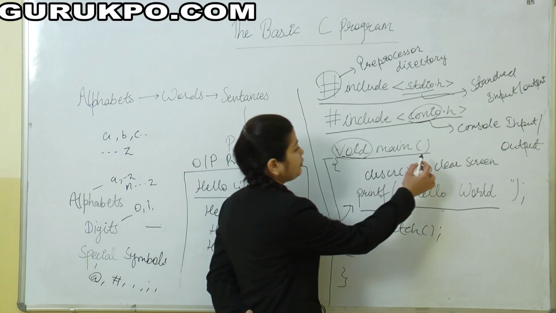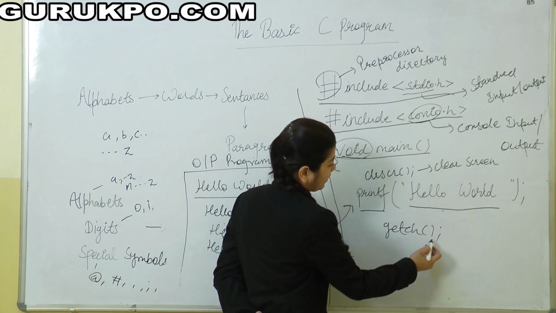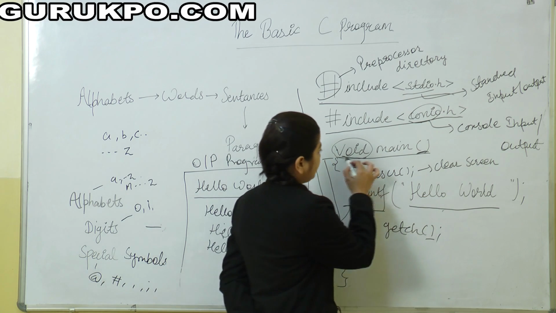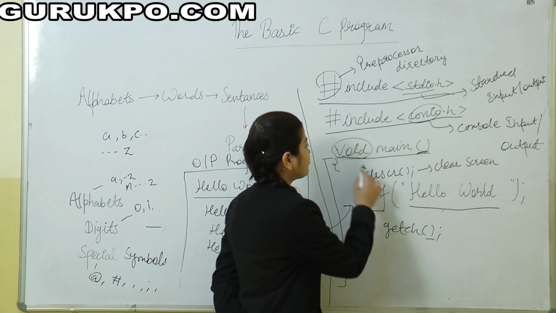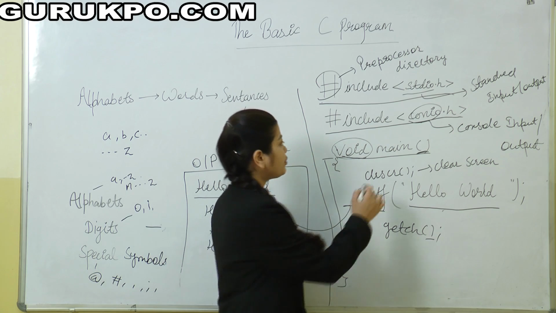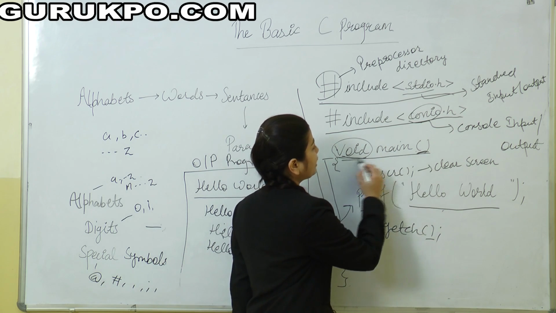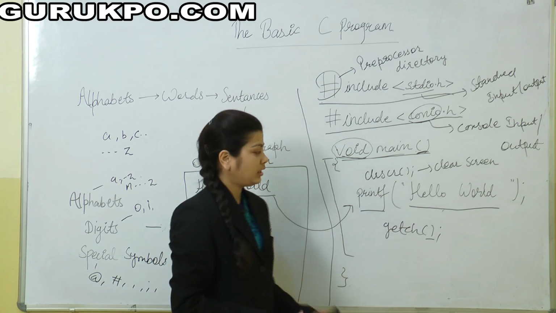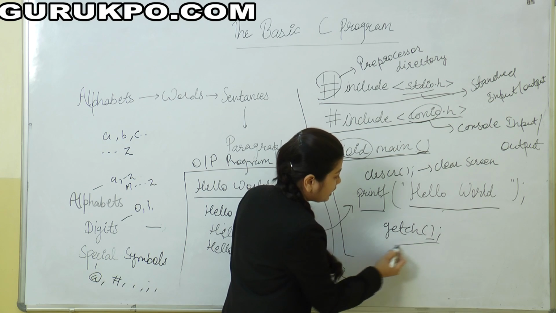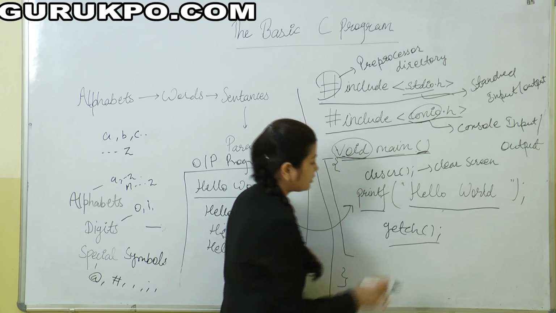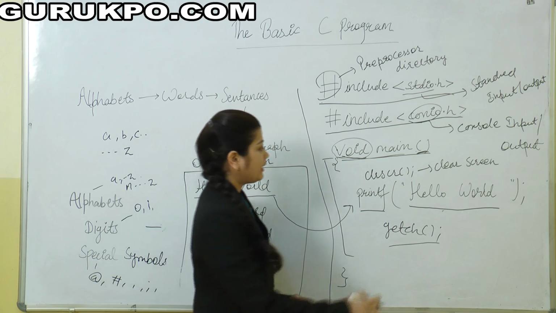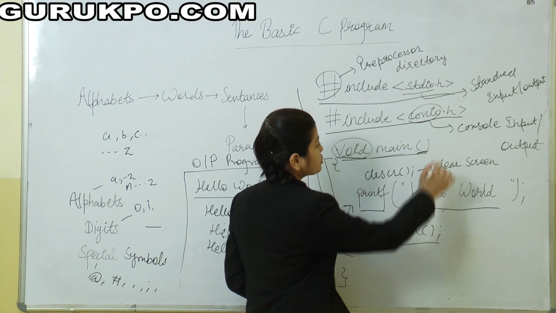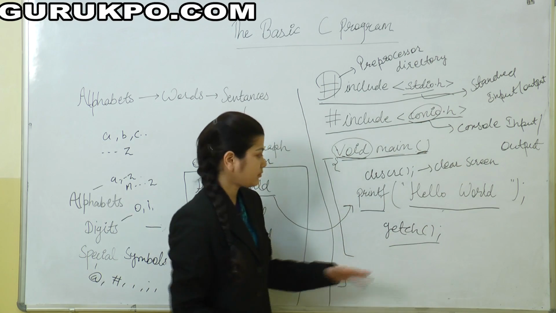Here we use some parentheses. These are the braces. The braces we use in the program are only for functions. If we use braces here, void main is a function. If we use braces in the getch line, then getch is a function. And for a function we don't use a semicolon.